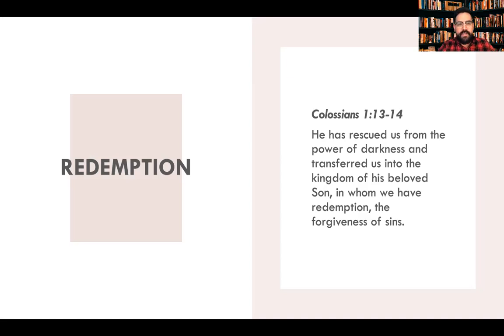He's not just taken us from a place to leave us abandoned somewhere, but rather he's brought us into a kingdom, into a family, which means the forgiveness of sins, those wrongdoings that separated us from the Father. He's now made a way for us to be brought back in.